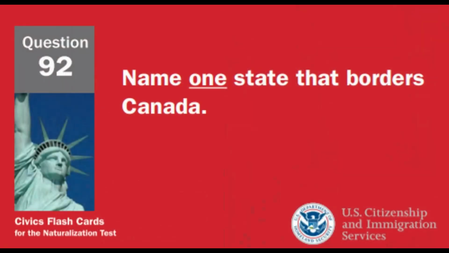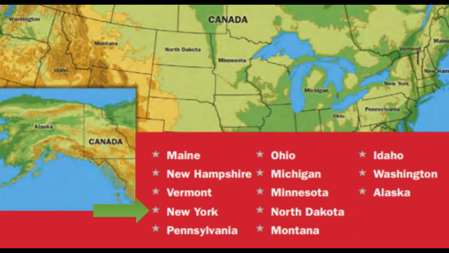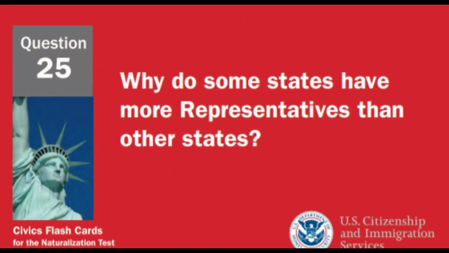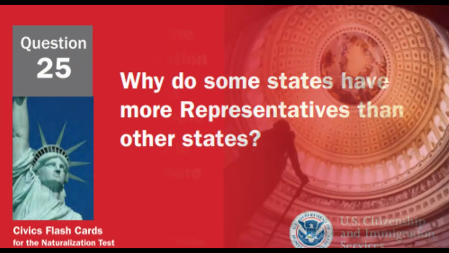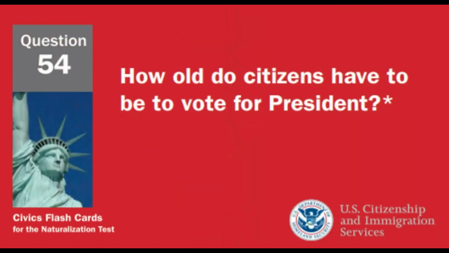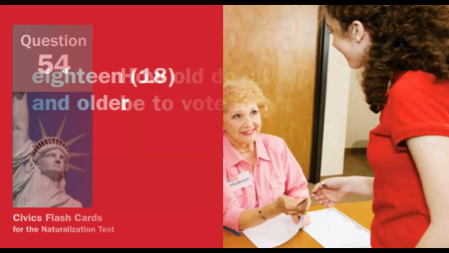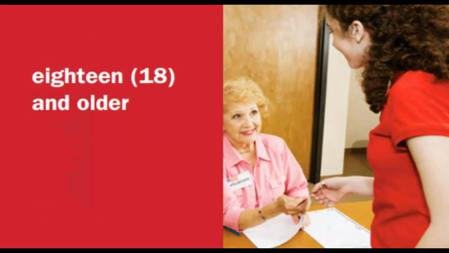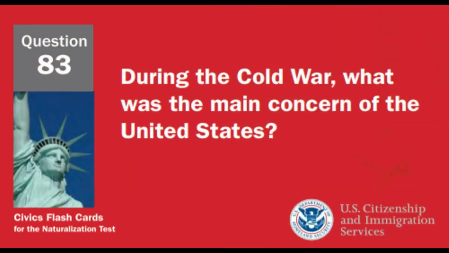Name one state that borders Canada. New York. Why do some states have more representatives than other states? Because they have more people. How old do citizens have to be to vote for president? 18 and older. During the Cold War, what was the main concern of the United States?